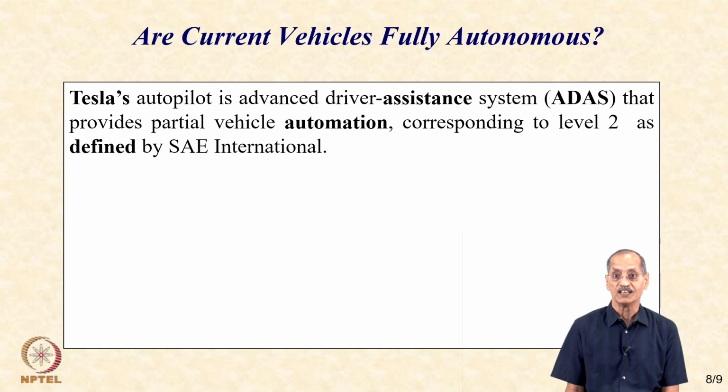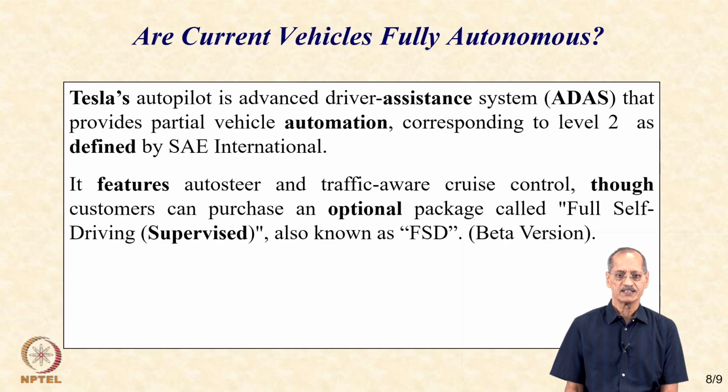Level 2, if you see, is something like hands off, which means it is providing hands off autonomy, but you still have things like eyes off, minds off and full automation. So, those levels are still far away. There is another vehicle which we will talk about a little later. What the autonomous version of Tesla does at level 2 is it has a feature of auto steer, and it has a traffic aware cruise control.